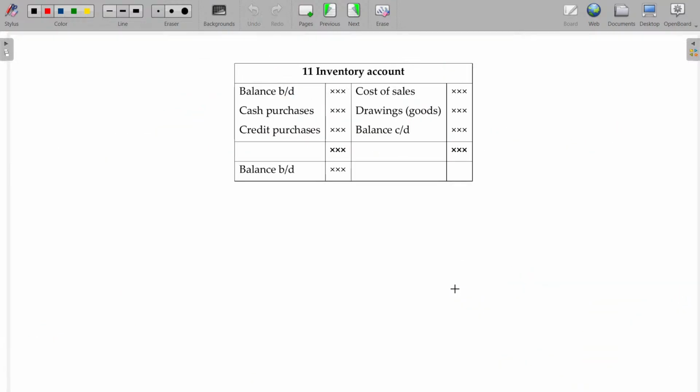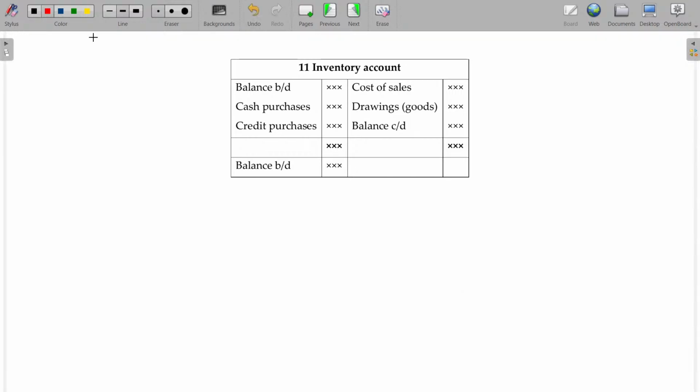Now, I have to cover two more aspects. Sometimes you need to know inventory details also. Inventory is an asset, especially a current asset. Whenever it is an asset, opening should be on the debit side, and closing should be on the credit side. Again, brought down should be on the debit side only, and balance carried down should be on the credit side.